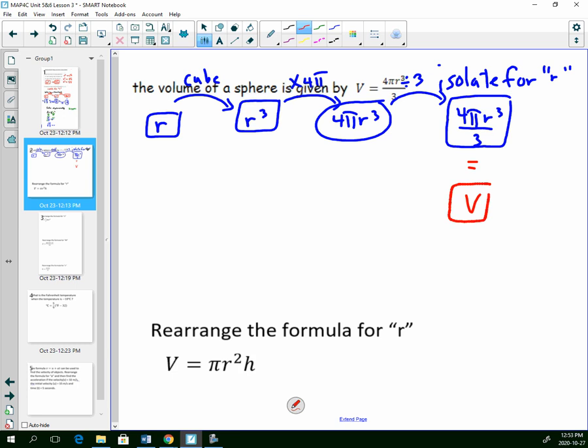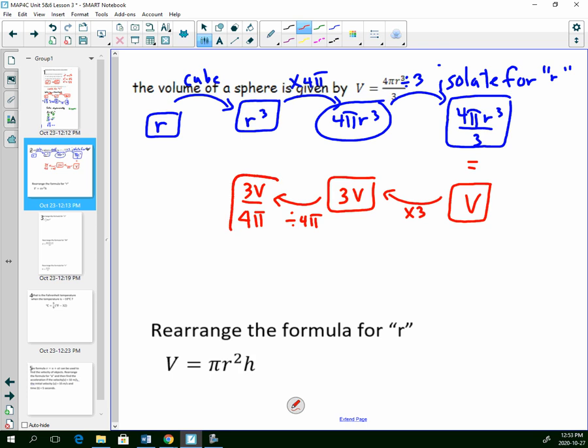So we're going to do the inverse operations to V. So divide by 3, we're going to multiply by 3. Times by 4 pi, we're going to divide by 4 pi. And then finally, cube, we're going to cube root. So make sure that you put the 3 in the root to make sure that it's a cube root and not a square root. So r equals cube root of 3v divided by 4 pi.